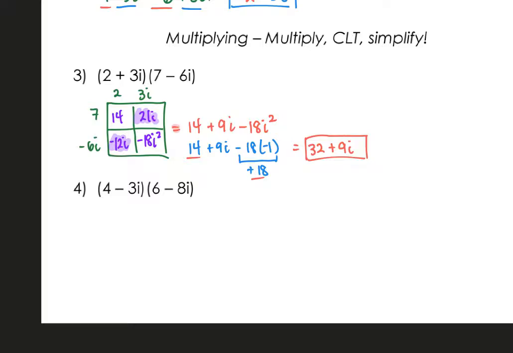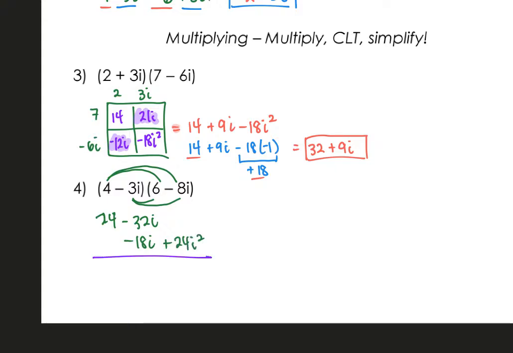All right, looking at the second example, I'm going to do this using just the distributive property. So 4 times 6 is 24. 4 times negative 8i is negative 32i. Negative 3i times 6 is negative 18i. And then we have negative 3i times negative 8i. That's going to be plus 24i squared.